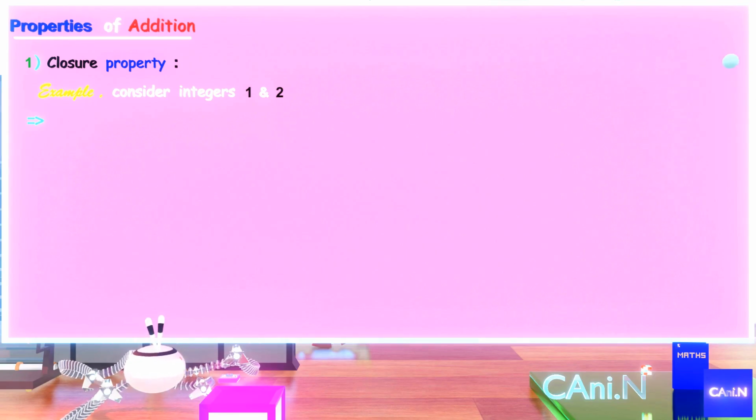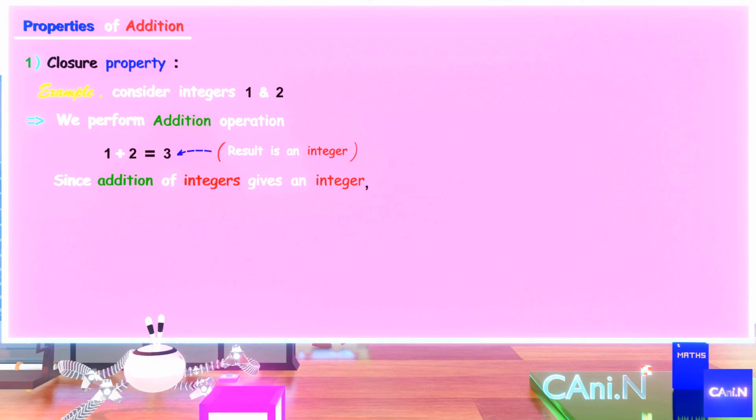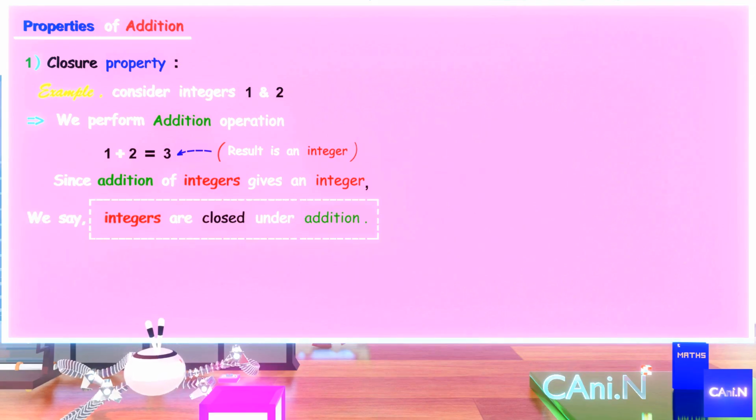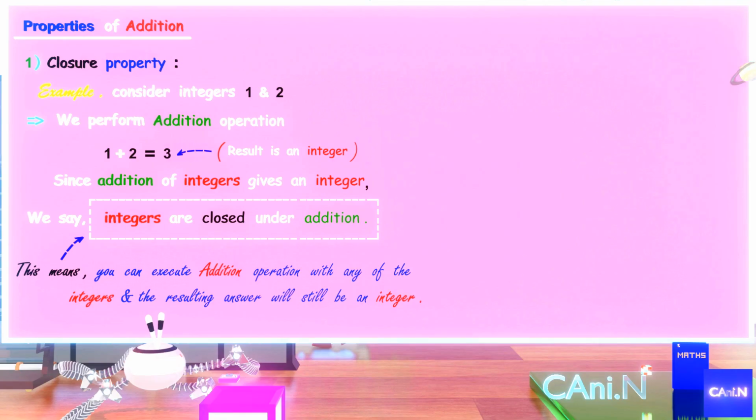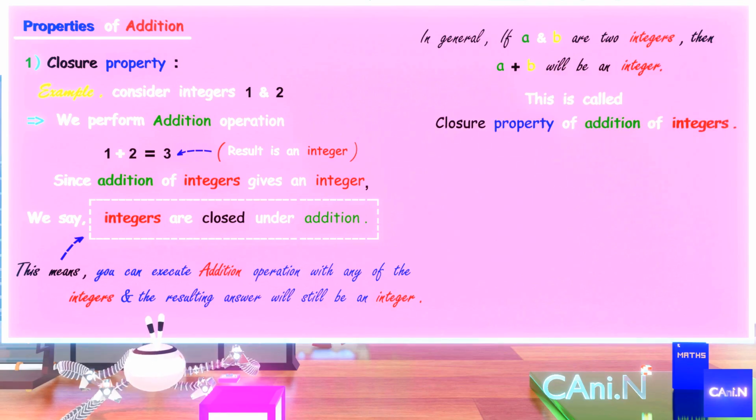Now, let's look into properties of addition. Closure property. Example. Consider integers 1 and 2. Since we are looking into properties of addition, we perform addition operation. 1 plus 2 equals 3. And 3 is an integer. Since addition of integers gives an integer, we say integers are closed under addition. This means you can execute addition operation with any of the integers, and the resulting answer will still be an integer. In general, if a and b are two integers, then a plus b will be an integer. This is called closure property of addition of integers.